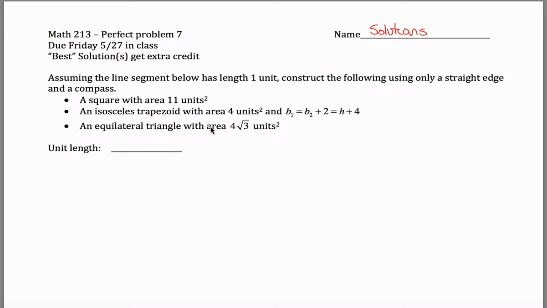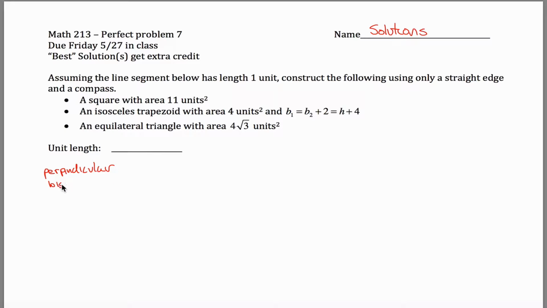All right, here are solutions for perfect problem 7 from Math 213. This problem is all about constructions. So I think the easiest way to do these things is to prove that you have the skills to do certain constructions and just show it once, and then you can assume that you could do it over and over again if you wanted to. The skill you'll need to use the most is this idea of a perpendicular bisector.